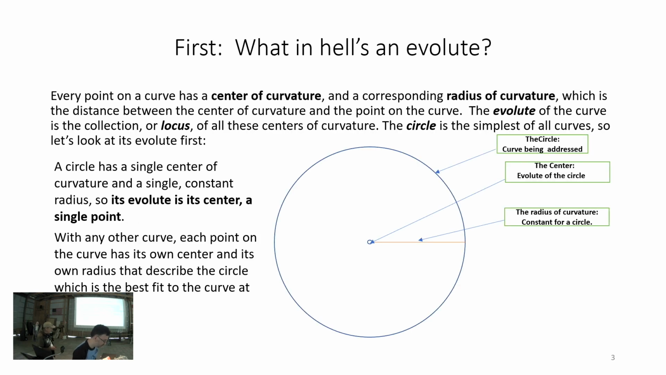Okay, first, what in the hell's an evolute? Well, an evolute is the locus of centers of curvature of a curve. Now, right here, we're looking at a circle. And the evolute of the circle is that point at the center of the circle called the center.